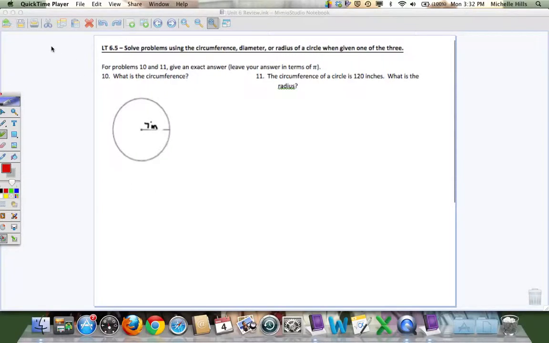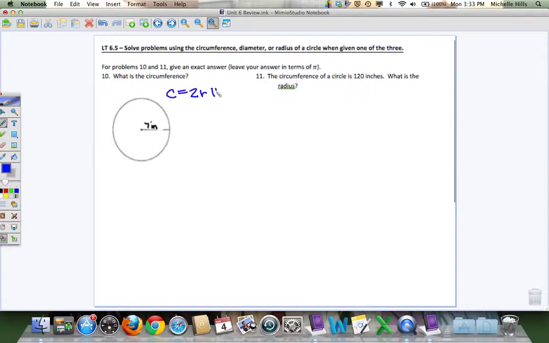So for learning target 6.5, there are a couple of things. There's just this sort of basic problems to begin with, and then there's a word problem to look at as well. So first, they want to know the circumference of this circle. Well, circumference is 2 times the radius, because that would give me the diameter, times pi, or circumference is just the diameter times pi, or pi times the diameter. You can rearrange these things. In this case, they give me the radius, so their circumference is just 2 times 7 times pi, which means the circumference is 14 pi inches.